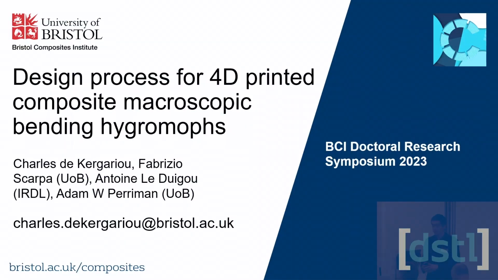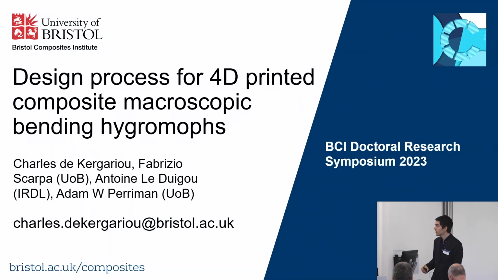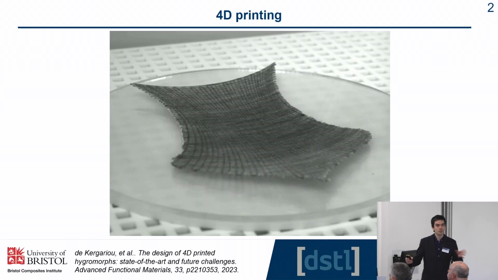I'm going to present today the final conclusion of my PhD, sponsored by DSTL and called Design Process for 4D Printed Composite Hygromorphs, Microscopic Bending Hygromorphs. So the first question is, what is a hygromorph? A hygromorph is a structure that actuates when you change the relative humidity in which it is immersed. This is the kind of structure that will bend when you change the humidity inside.